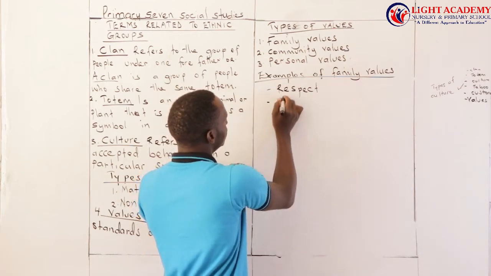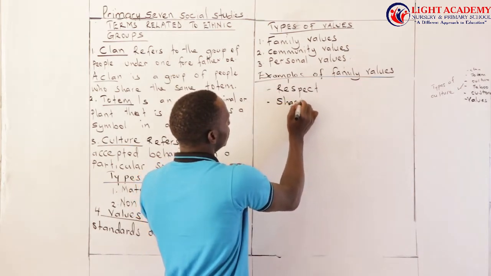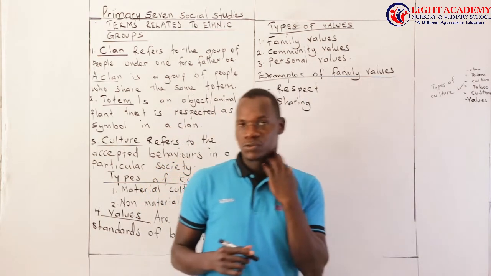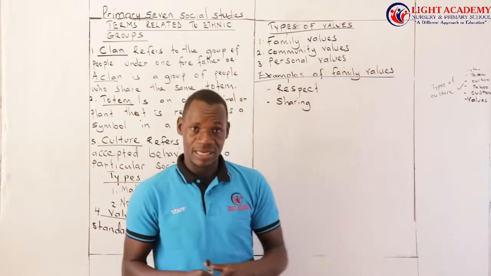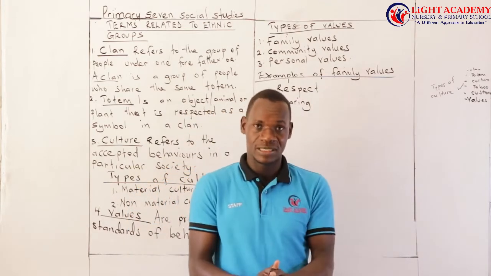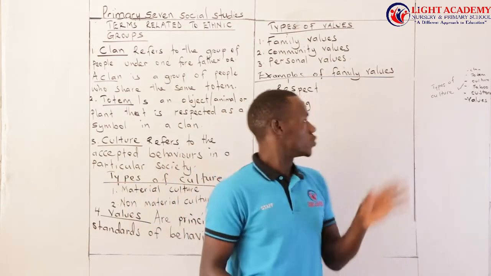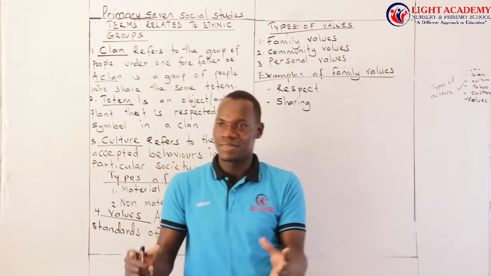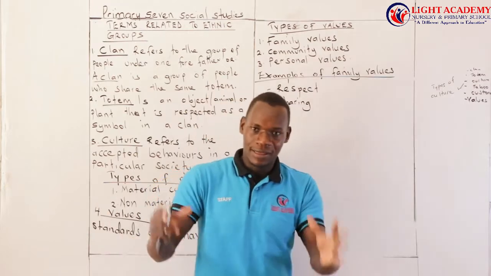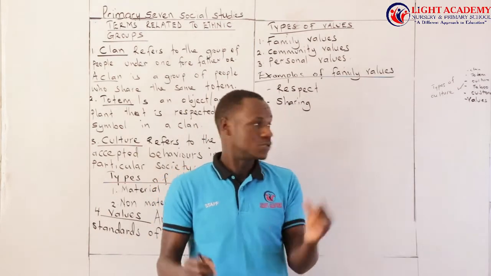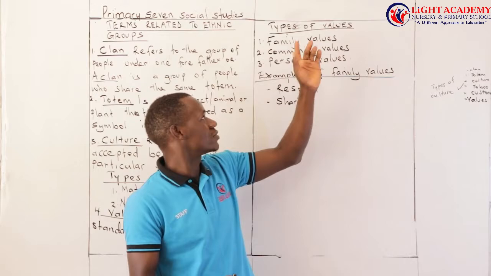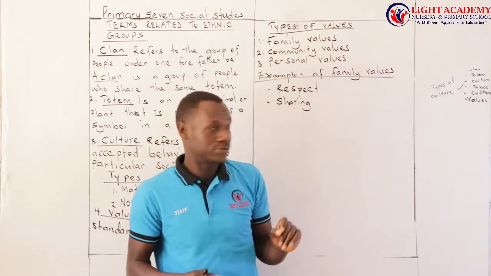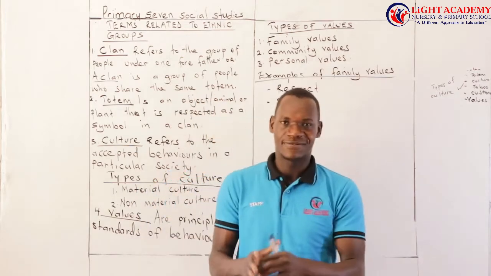Number two, sharing. It's one of the values in the family that once you don't share as a family, then you are not a family. So it calls for sharing as a family, as a community, or this one goes in everything, personal, family, and it cuts across in all of these types of values. We have to share as family members.